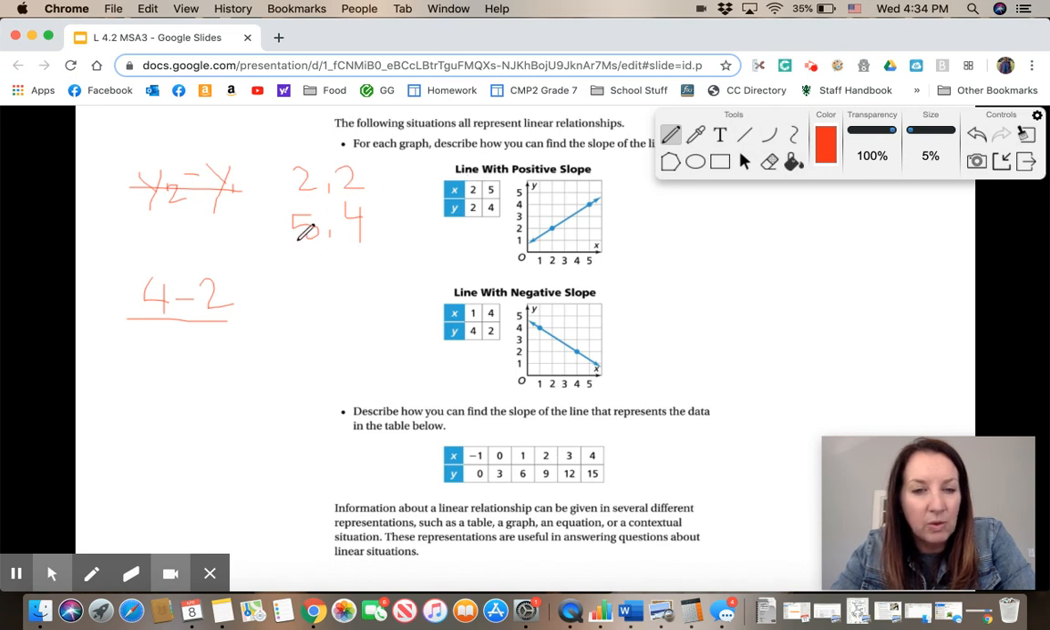Now here's where it matters. Whichever y I chose for my 2, I have to choose the same point here, right? Because I chose 4 for y2 here, I have to choose 5 for x2 now. So then it would be 5 minus 2, and I will magically get my slope here. 4 minus 2 is 2, and 5 minus 2 is 3. So my slope is 2/3.